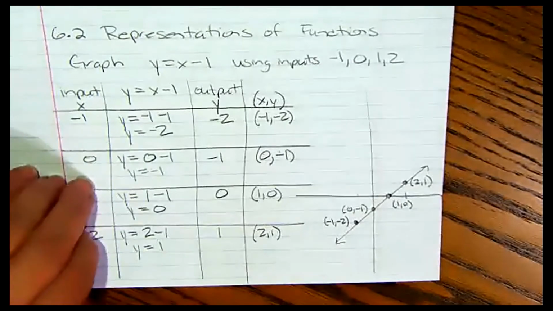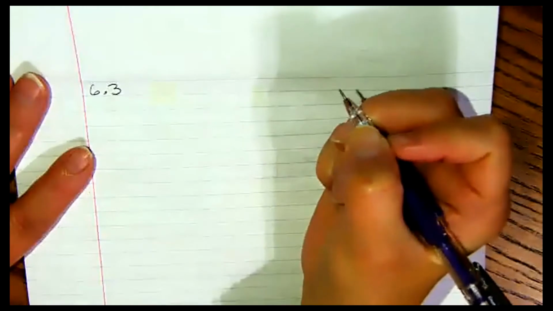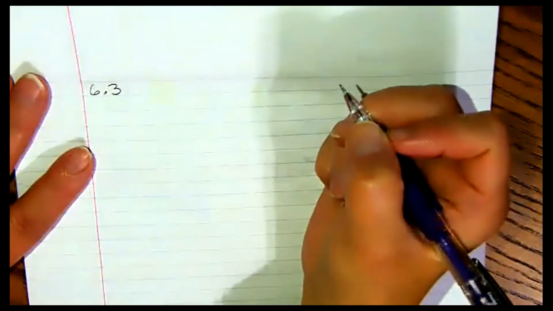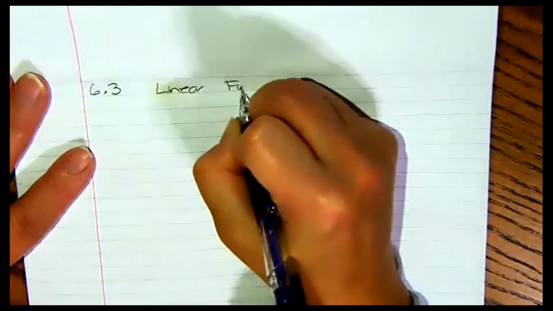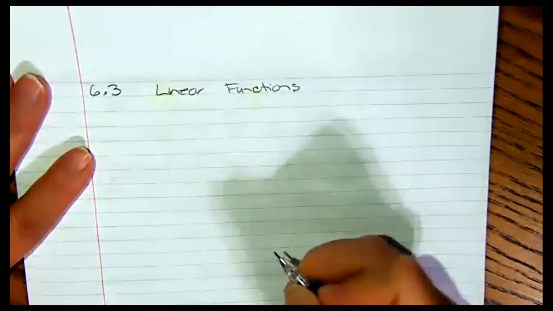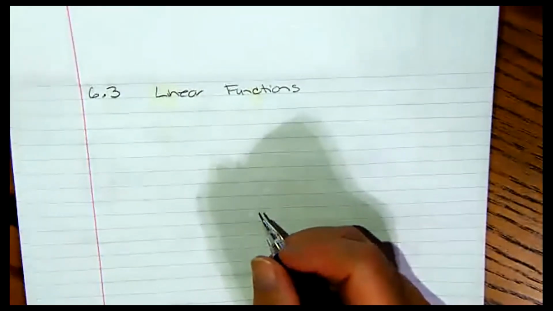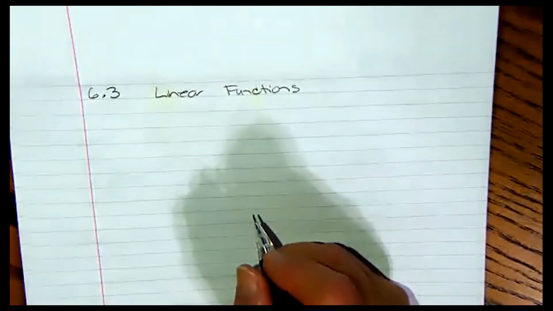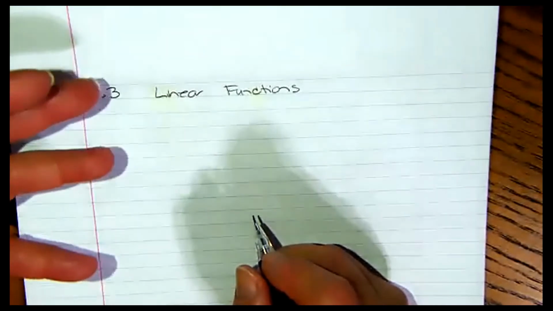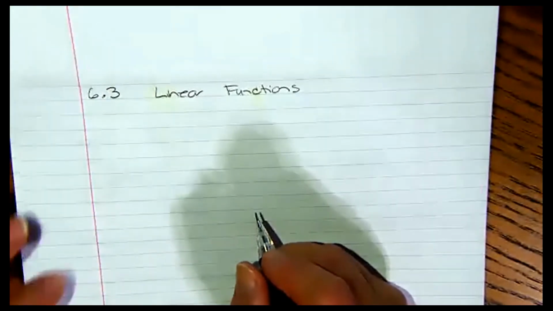So our third, 6.3, take a look. 6.3, we need to determine the linear function. The title is just linear functions. So basically, instead of calling them linear equations, we're now calling them linear functions. It's the same thing.